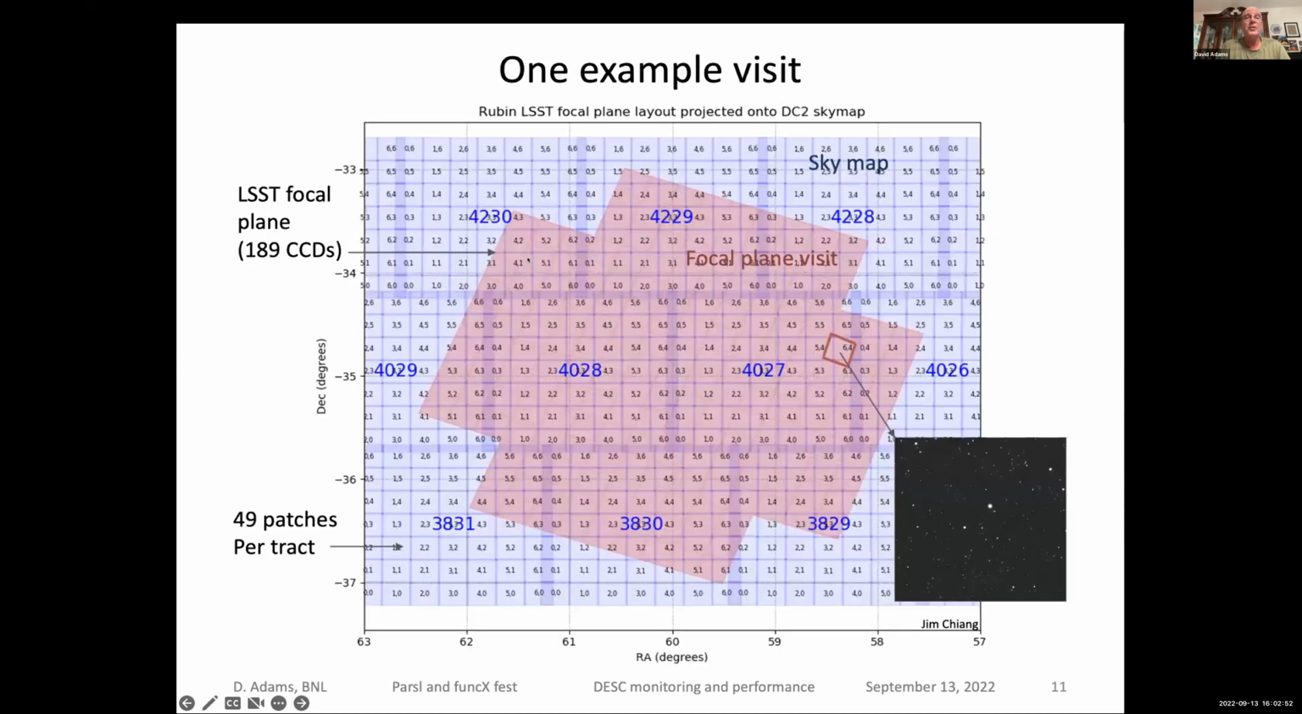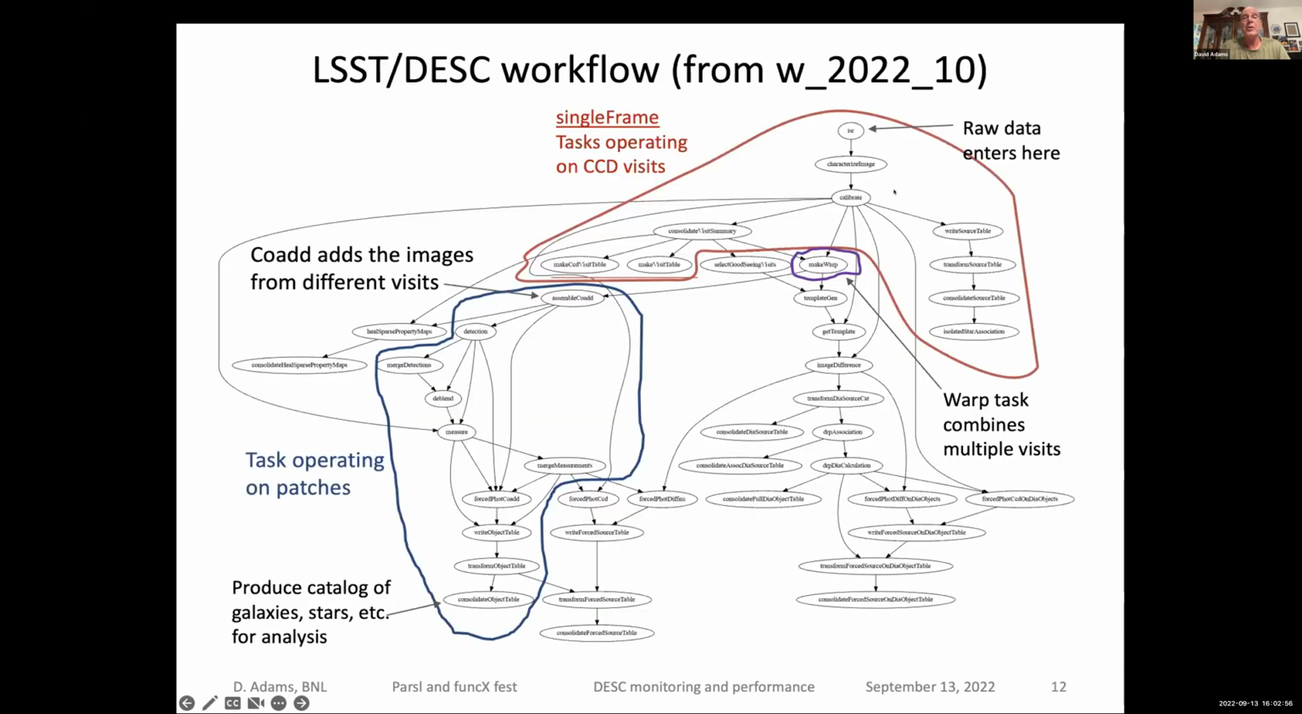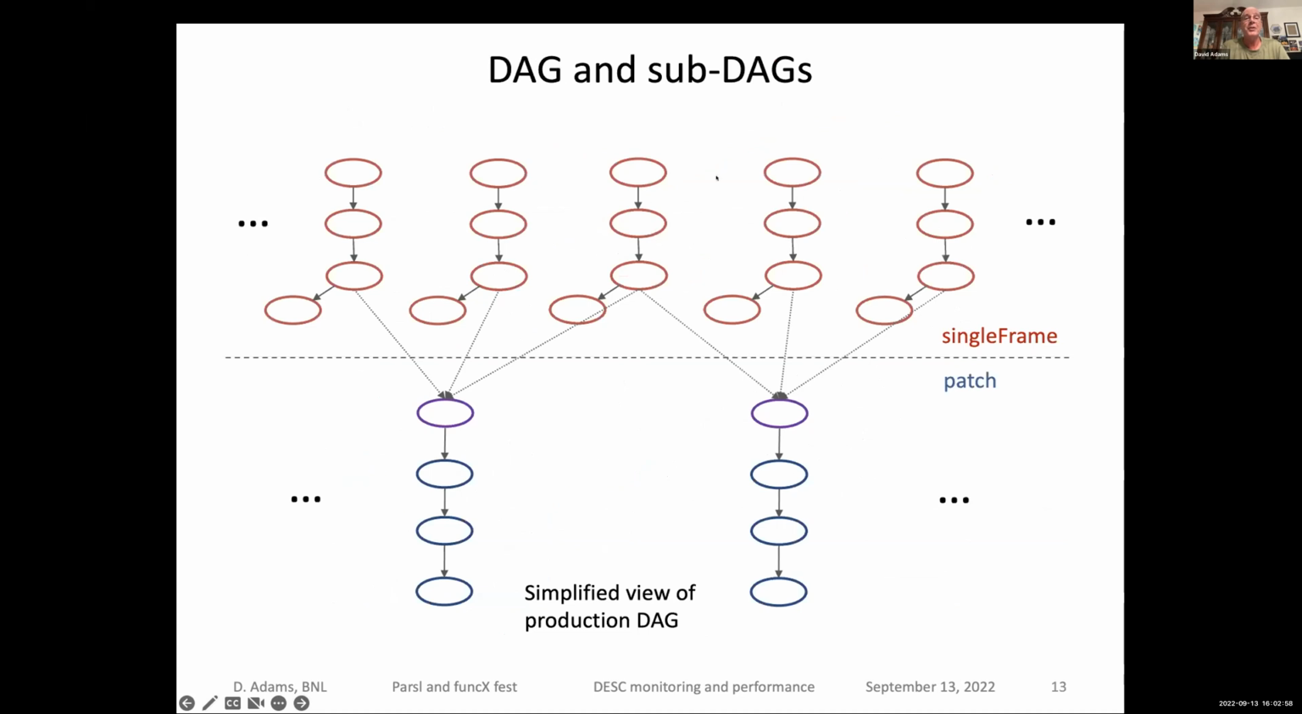And as Jim already described, this is our focal plane and our sky map. Jim already talked about all these things. But here's a cartoon showing what our production DAG looks like. There are actually more steps in each of these pieces, but we do the single frames up here, and then we do the patches down here.